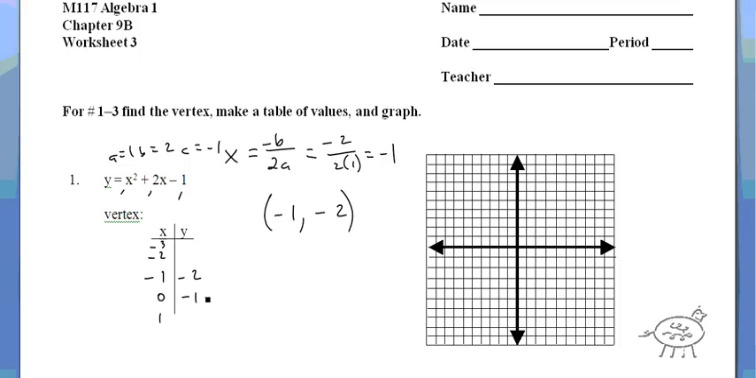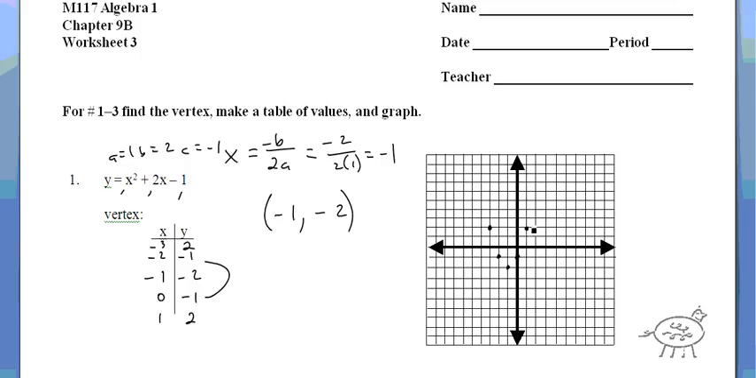-1, remember, it's symmetrical, so this is going to be -1. And then you put a 1 in there. 1 squared is 1, plus 2 is 3, minus 1 is 2. So that's going to be a 2. That's easy, right? And then you graph it. -3, 2, right here. -2, -1, and -1, -2, and then that's 0, -1, and 1, 2.